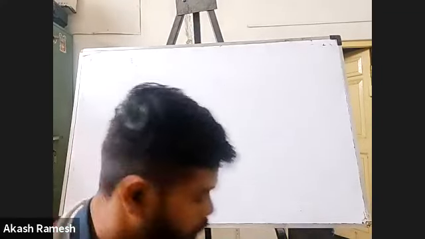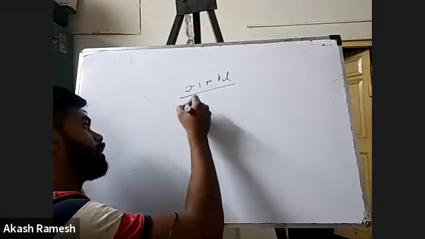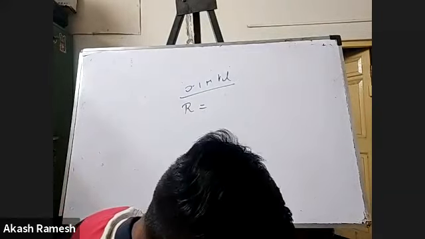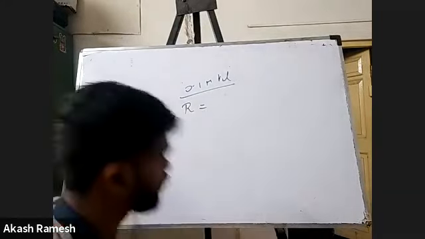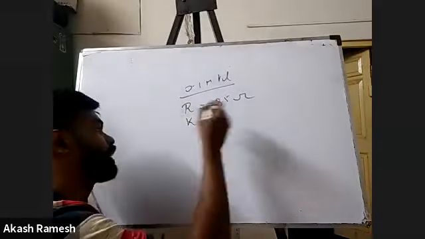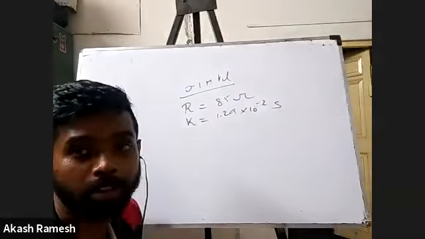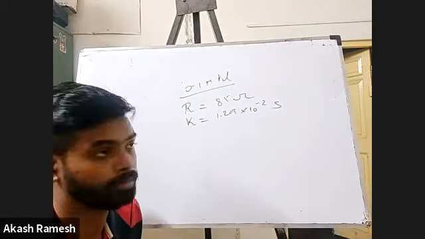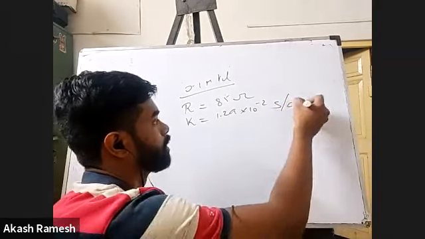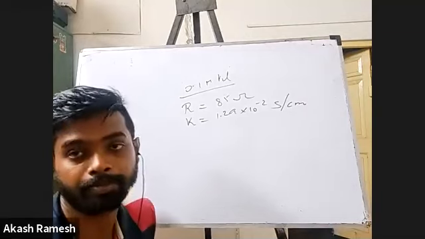Okay, right? So what I understand is for 0.1 M KCl, they have given you my R value. R value is 85 ohms. And they have given you the K value, 1.29 × 10^-2 Siemens. This is given to us. Okay, it's given as Siemens per centimeter. Please change it. Siemens is for conductance.